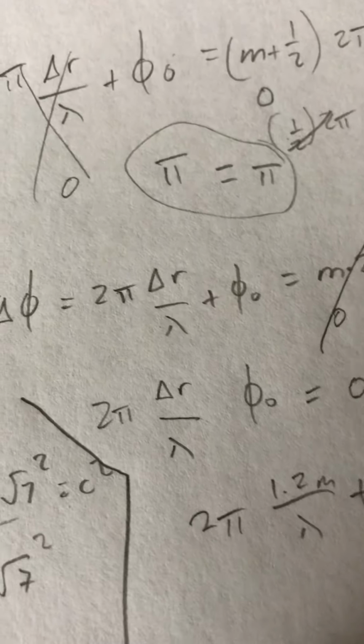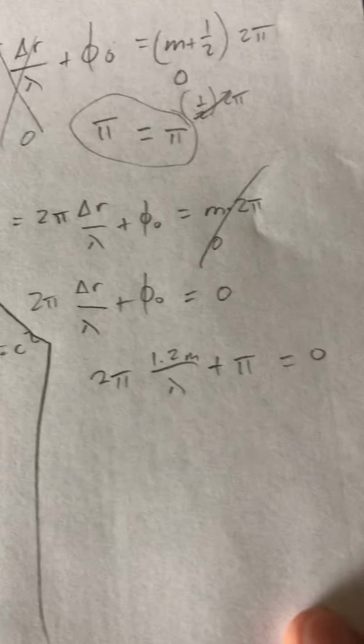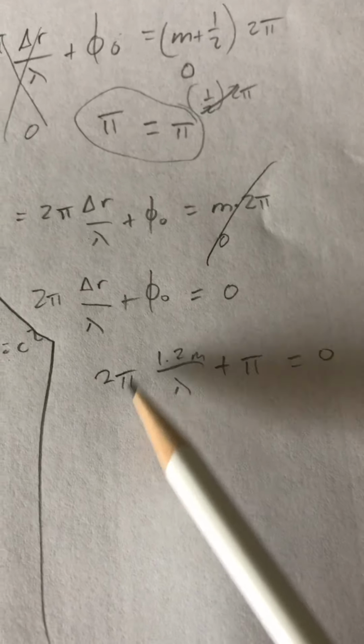2 pi times 1.2 meters over wavelength, plus, oops, I didn't write that earlier, plus pi, because we knew that was pi from earlier, equals 0. What do we do from here? We simplify to find wavelength. So let's move this to the other side first.